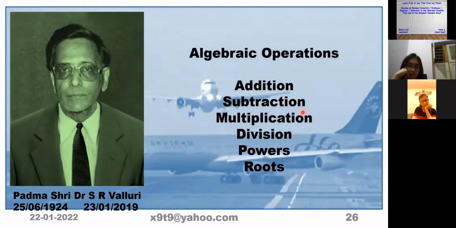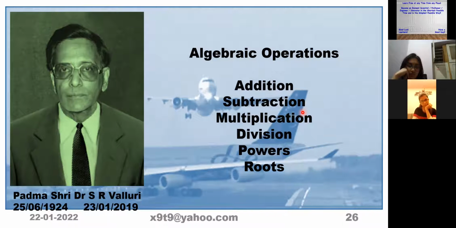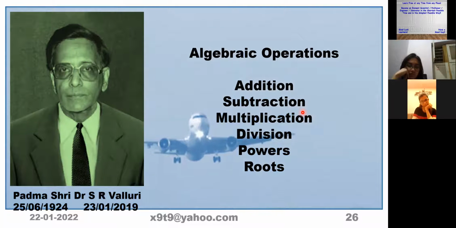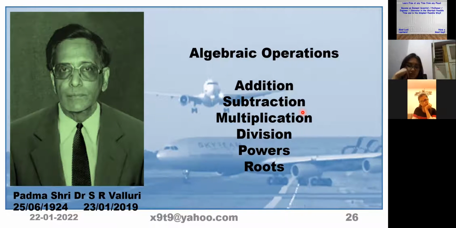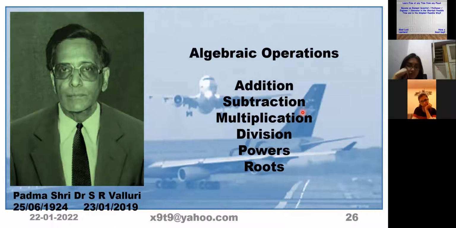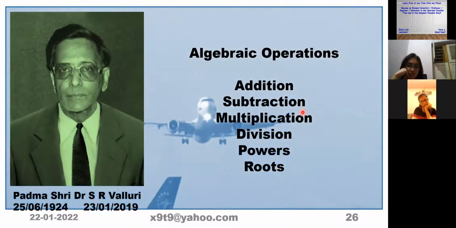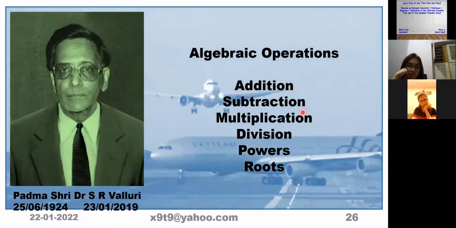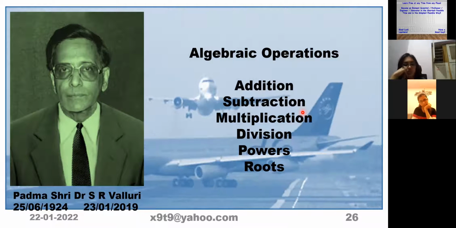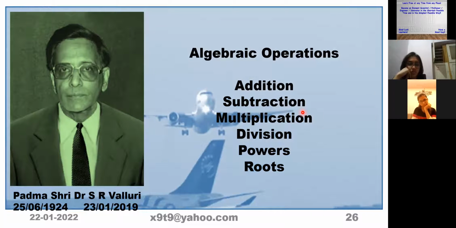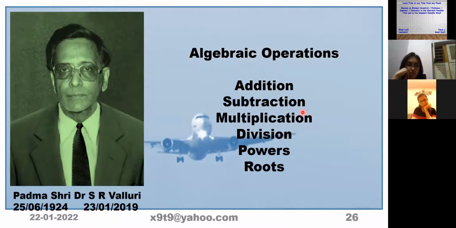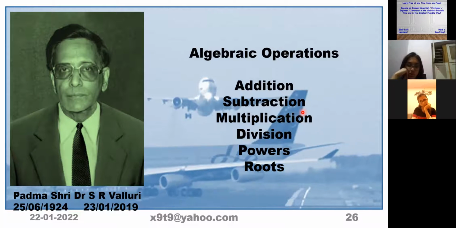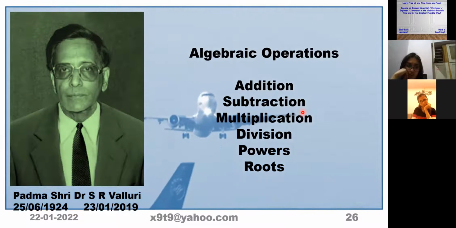Now, actually we will perform what are called algebraic operations. That is the difference between arithmetic and algebra. What is the difference? Can you give me some idea, if you know? What is the difference between arithmetic and algebra? Arithmetic has only numbers, but algebraic operations have variables also.